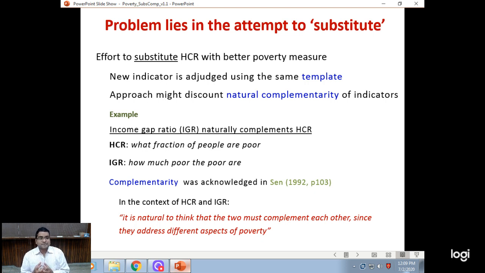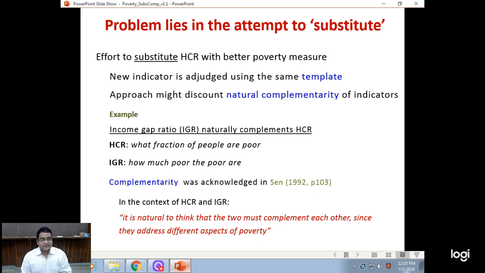So this approach is basically trying to substitute an inferior measure with a superior measure. But the effort to substitute one measure with another is probably not the most desirable way, because in this process we do not consider the complementarity among the measures. We discount that there may be natural complementarity among the indicators, so that complementarity is never explored. The template followed in every indicator exercise remains almost the same, and poverty measures also follow the same process.